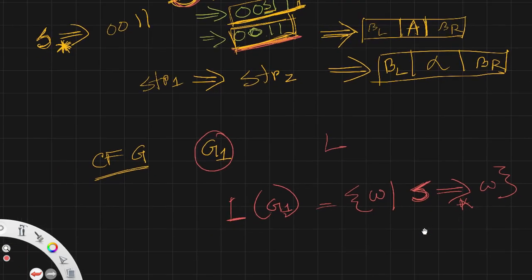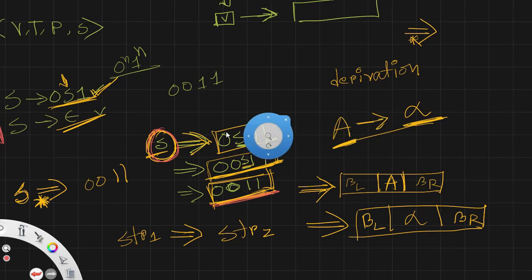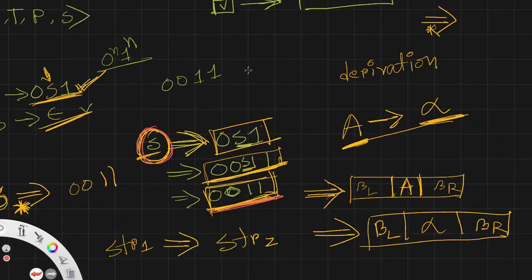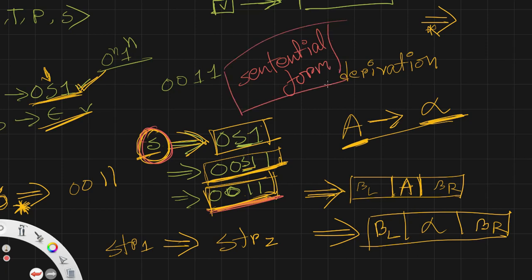All right, so one more definition, which is called sentential form. I'm not 100% sure about the spelling here, but I think this is correct. I'm a little weak on spelling. Anyway, each intermediate form in a derivation, each of these forms, is called a sentential form.